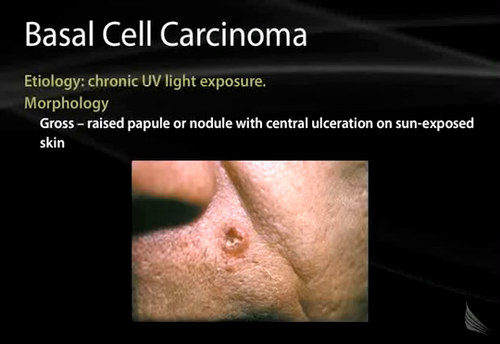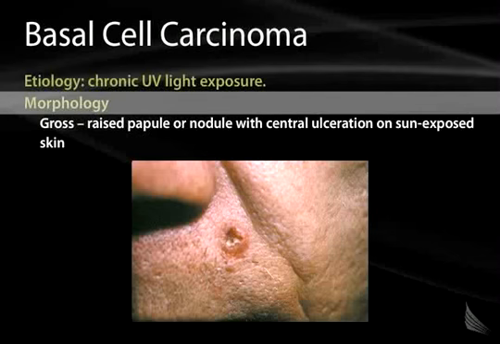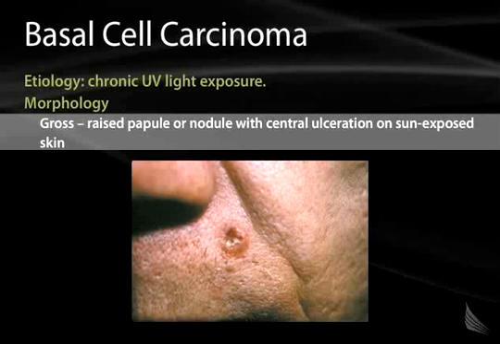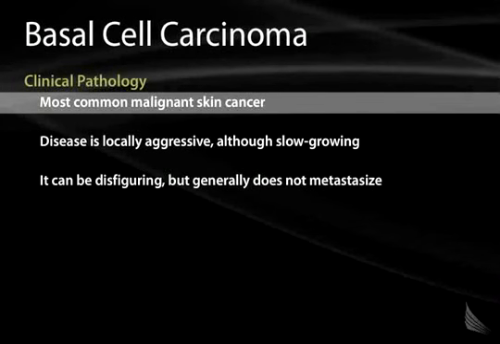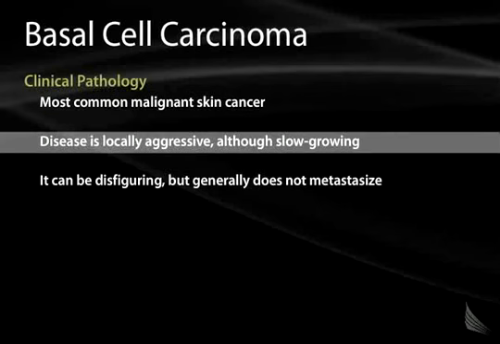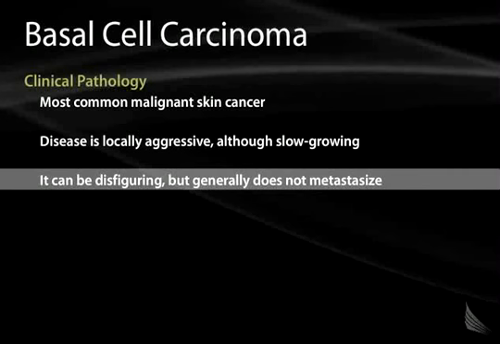Basal cell carcinoma is a frankly malignant skin process. It is associated with chronic but intermittent ultraviolet exposure. Morphologically, basal cell carcinoma consists of a pearly papular nodule, often with central ulceration, occurring on sun-exposed skin. Basal cell carcinoma is the most common cancer in all of mankind. It is locally aggressive, although very slow growing. It can be disfiguring if extensive growth occurs, but only rarely metastasizes.